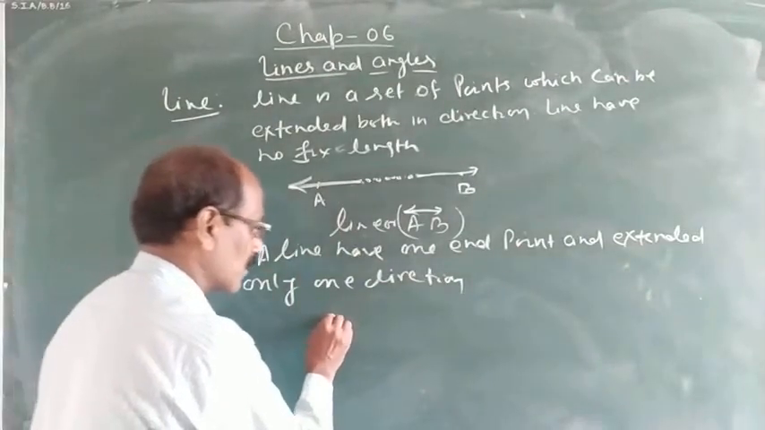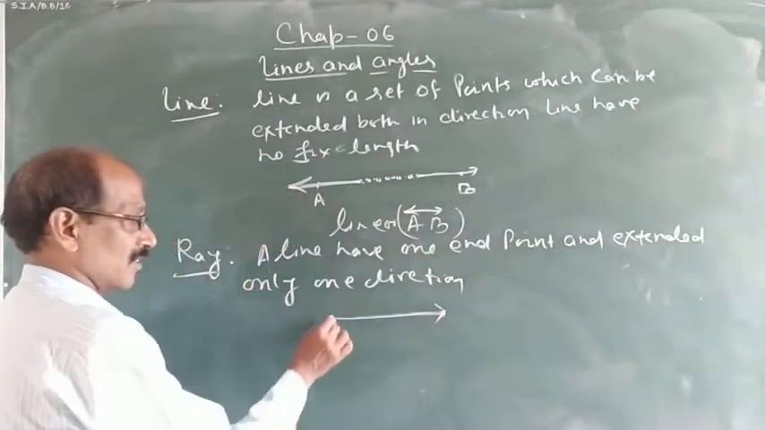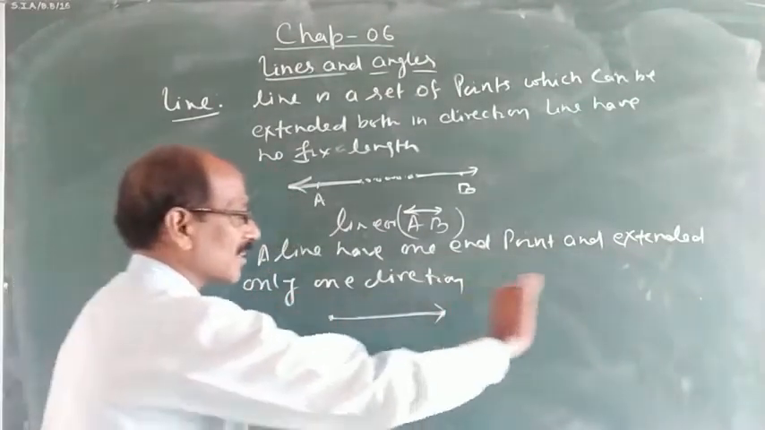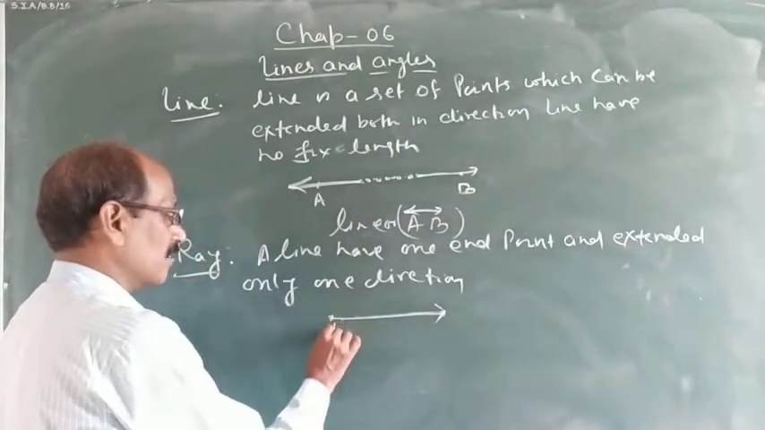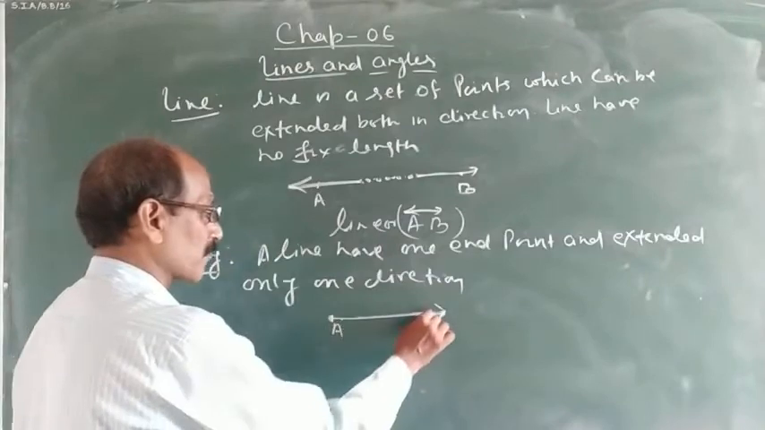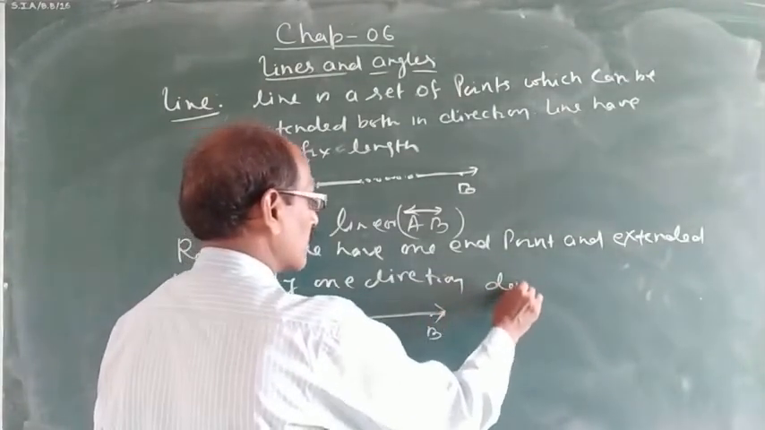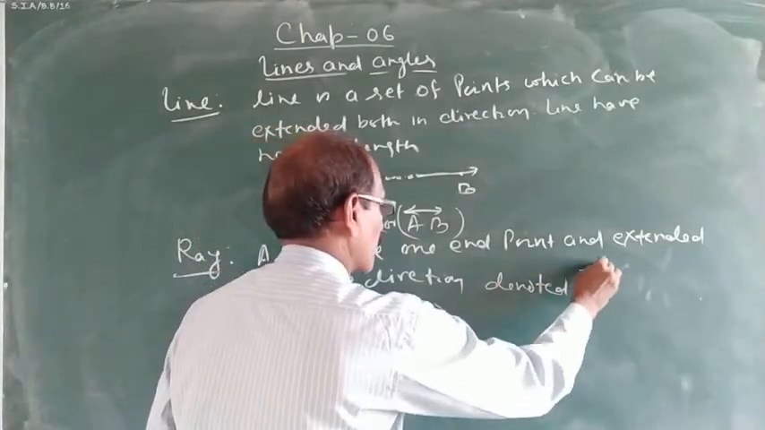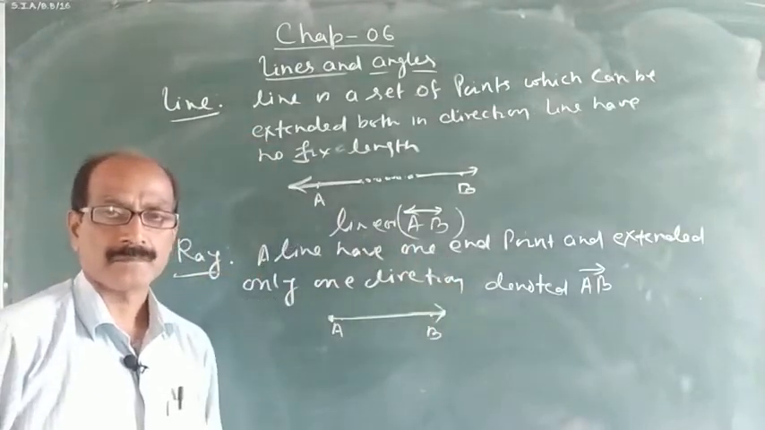Here is the line. Here is the end point. This is the end point. It is not extended in this way, but extended on the right side. This is the ray. Write the name. Here the end point is A and another point is B. Now denoted: here is the symbol, denoted by ray AB.